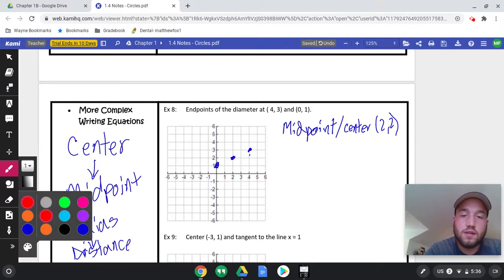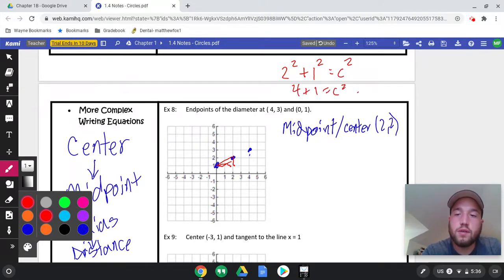Now in our case here, the distance from here to there, notice we can use our Pythagorean theorem method. Okay, so we got 2 squared plus 1 squared equals c squared. And that distance, or our radius, will then be 4 plus 1 equals c squared. So we'll get 5 equals c squared, and that distance, the square root of that. So our distance, or our radius, is going to be the square root of 5.